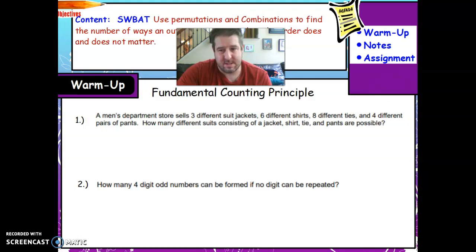We're going to start off with just the fundamental counting principle. The fundamental counting principle states, when you're trying to find out how many possible outcomes there are, you just take the number of outcomes for each of the choices and multiply them by each other.